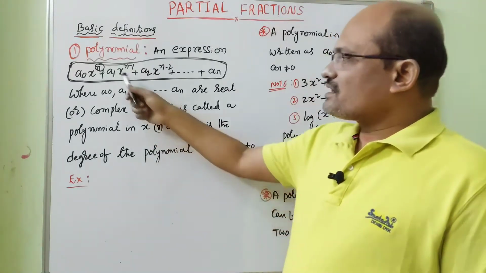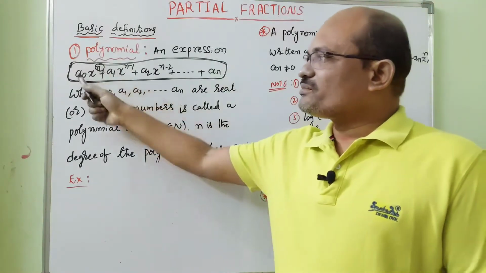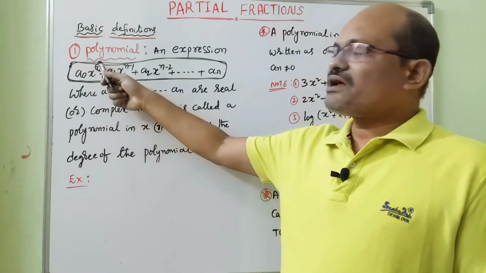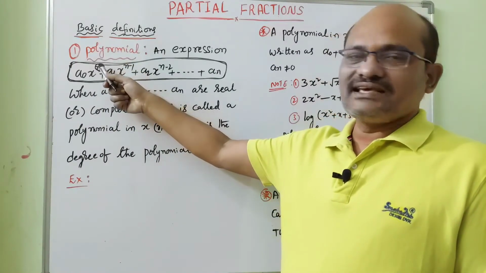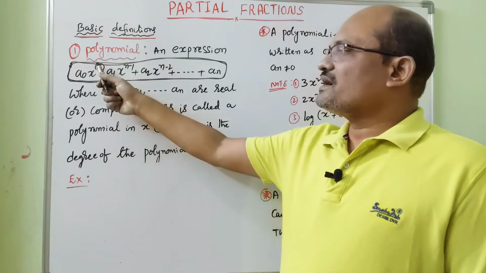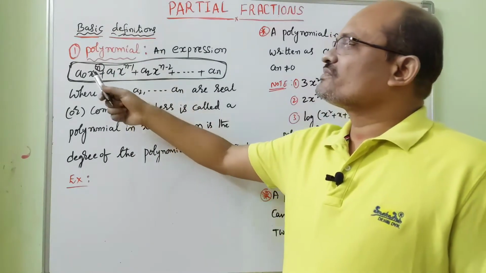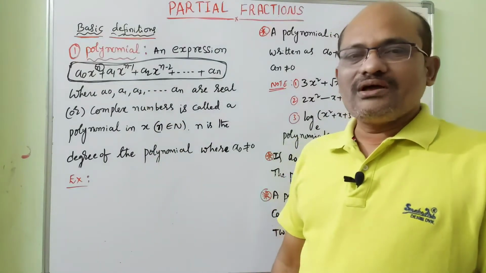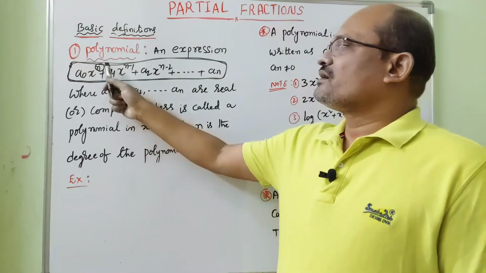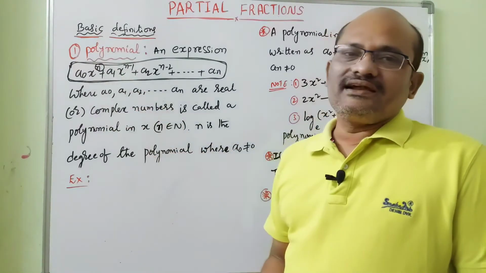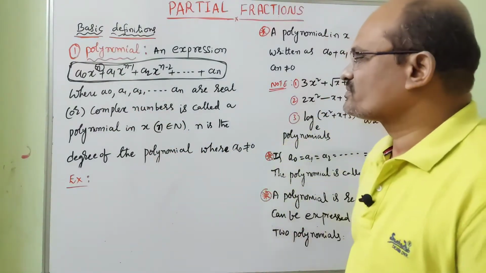Now here in these terms the leading term is a0 into x power n. Why? Because the power of x is highest, that is n. Here n is called the degree of the polynomial. a0 is called the leading coefficient. a0 into x power n is called the leading term in the polynomial.